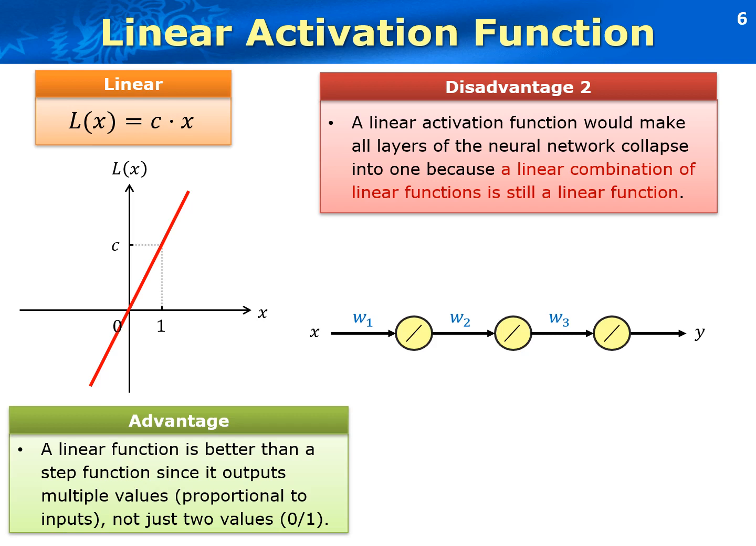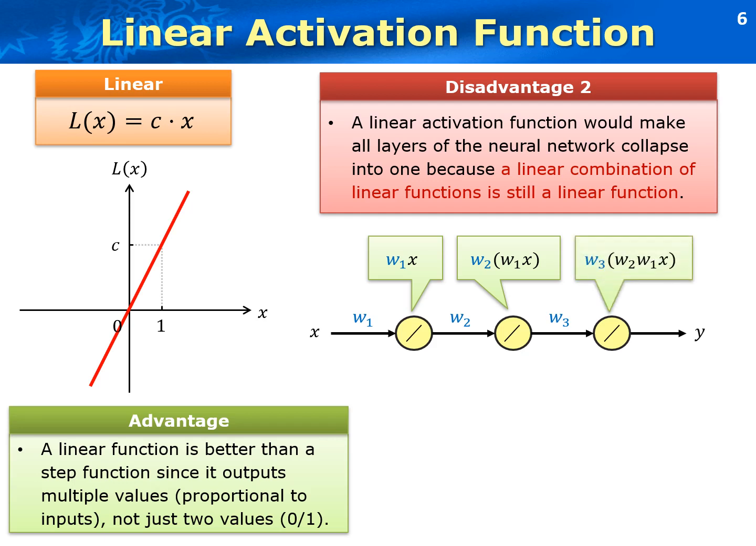Now let's predict the output y. For the first neuron, the weighted sum is w1 times x. Since the activation function is an identity function, the output of this neuron is w1x, which will be used as the input of the next neuron. For the same reason, the output of the second neuron is w2 multiplied by w1x. The output of the third neuron is y, which is w3 multiplied by w2 w1x.